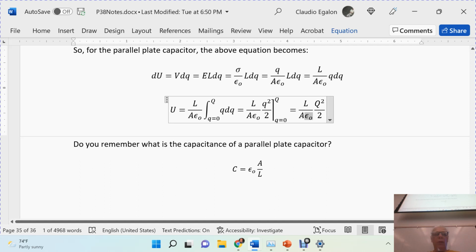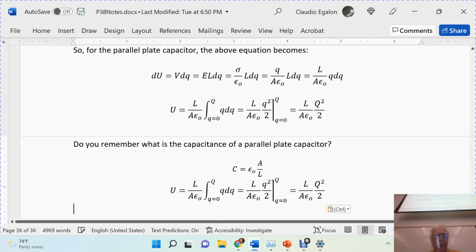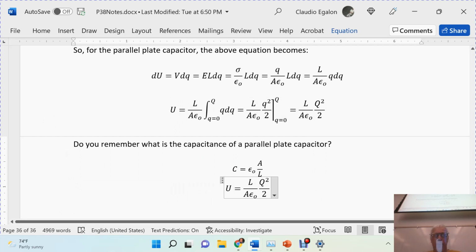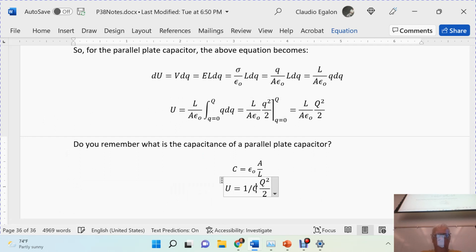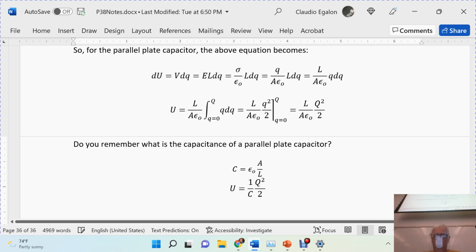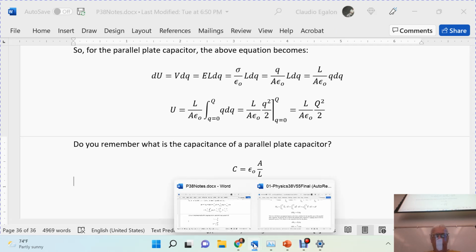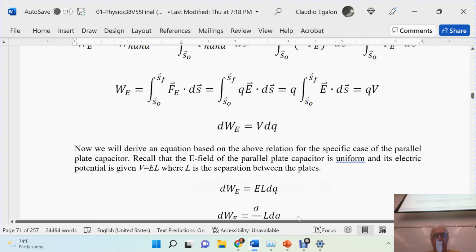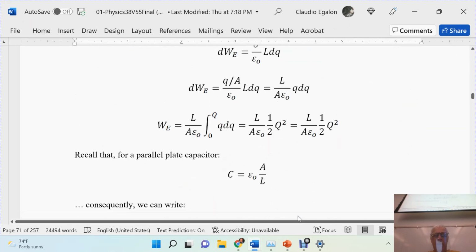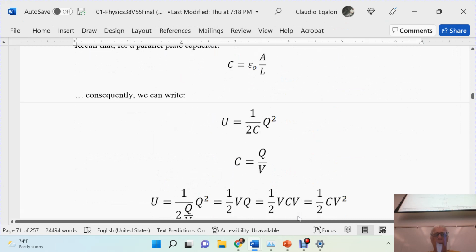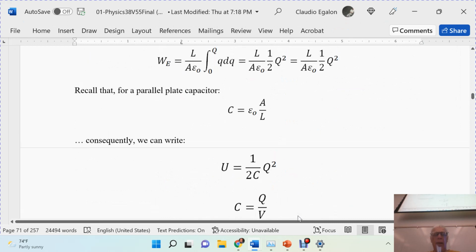So what are we going to have? We are going to have for the parallel plate capacitor that U is going to be the inverse of the capacitance times Q squared divided by 2. Okay? So let's take a look at our notes here. If we did everything right, yeah. We can do something else.